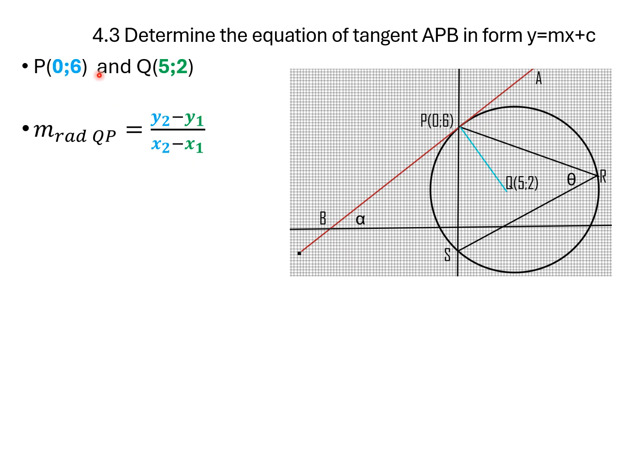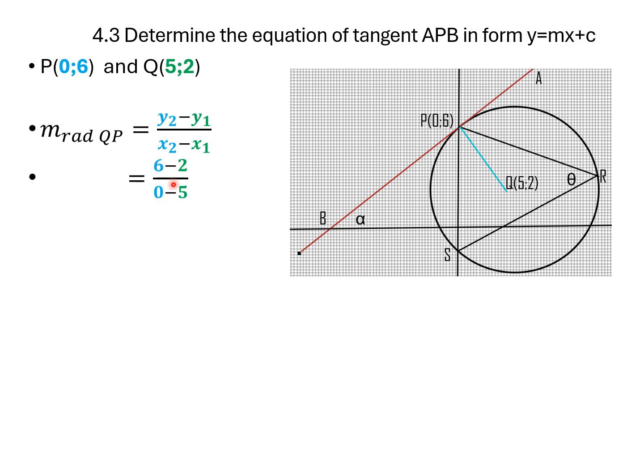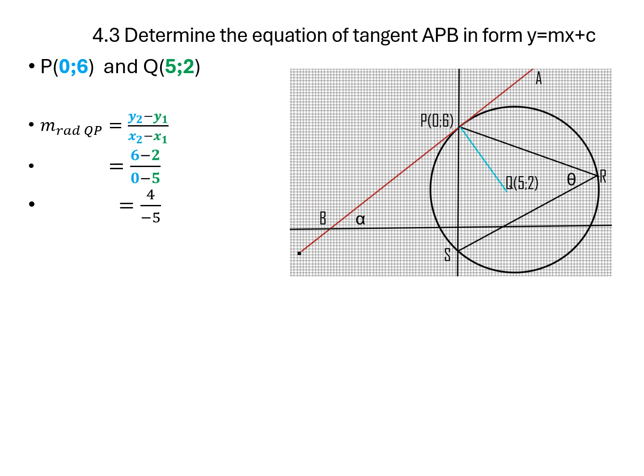Be very careful with how you substitute. So therefore 6 minus 2, 0 minus 5. So if I choose from there, the x value must be right underneath it. You see there, and 2 and 5. That gives me 4 over negative 5, 6 minus 2, 4 over negative 5. So that's the gradient of my radius.